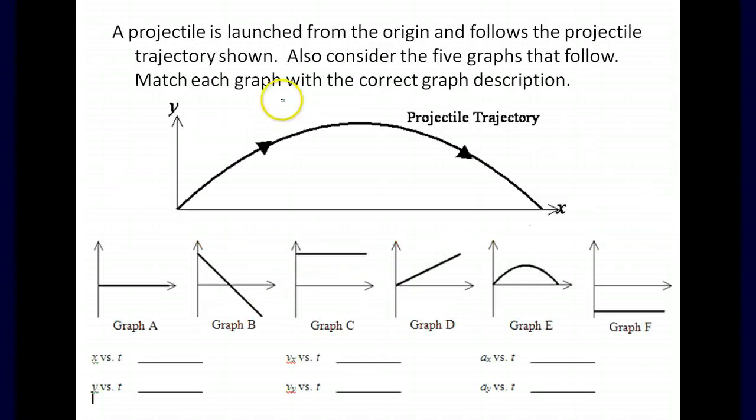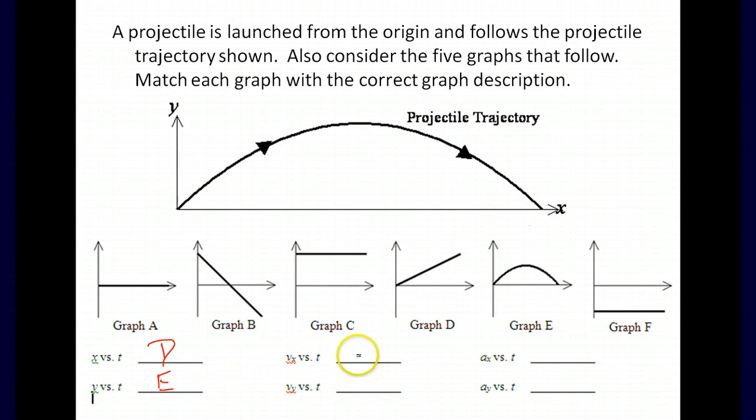Now let's analyze the motion graphs of this. If we want the position versus time graph for this, since we have constant velocity in the horizontal, the position versus time graph in the x direction is going to be linear, so that would be graph D. So we should see graph D there. And the vertical direction, the position versus time, it's just going to mirror that, so it's going to be graph E.